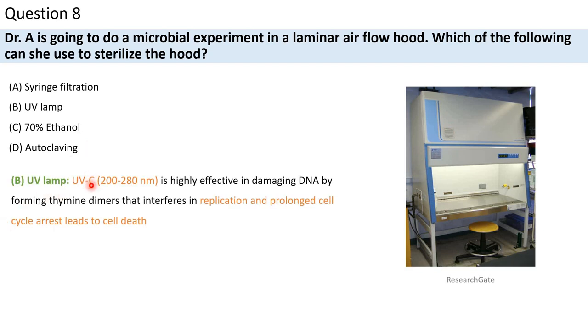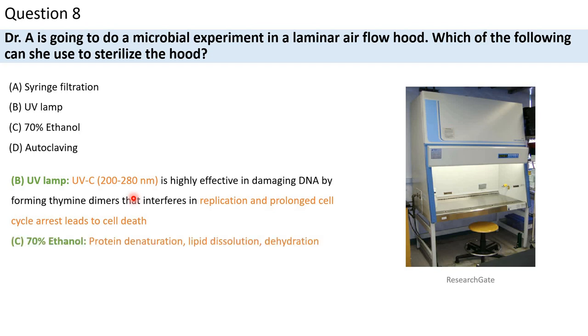For the UV lamp, UVC, which covers a wavelength of almost 200 to 280 nanometers, is known to be highly effective in damaging DNA because it forms thymine dimers between adjacent thymines. If a thymine is present, the adjacent nucleotide will be affected and thymine dimers will be formed, which interferes with the replication process. So the replication will be halted, that is, cell division is halted. If the prolonged cell arrest happens, it will lead to cell death. This is how the UV lamp helps in sterilizing the hood.